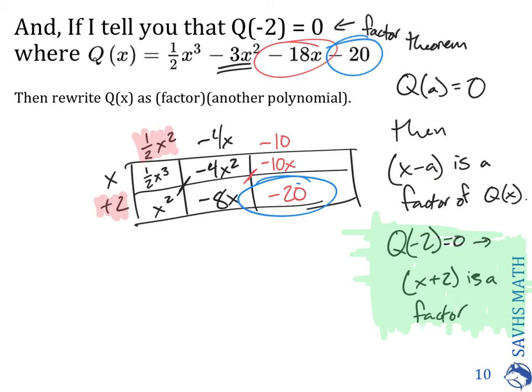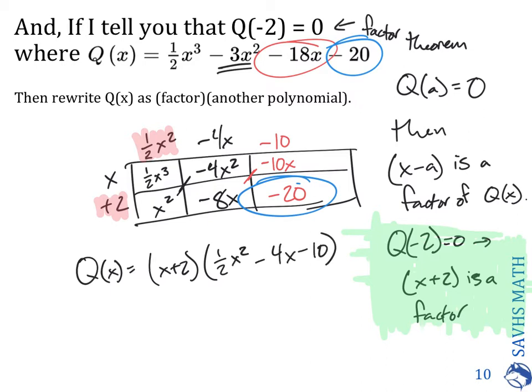So I can rewrite q of x like this. Q of x is x plus 2 times 1/2 x squared minus 4x minus 10. Okay, so this is sort of the ultimate result of today. You can rewrite now, if you know a factor of a polynomial given a piece of information. I'm going to give you a piece of information that you will maybe have to turn into a factor like we did right here.